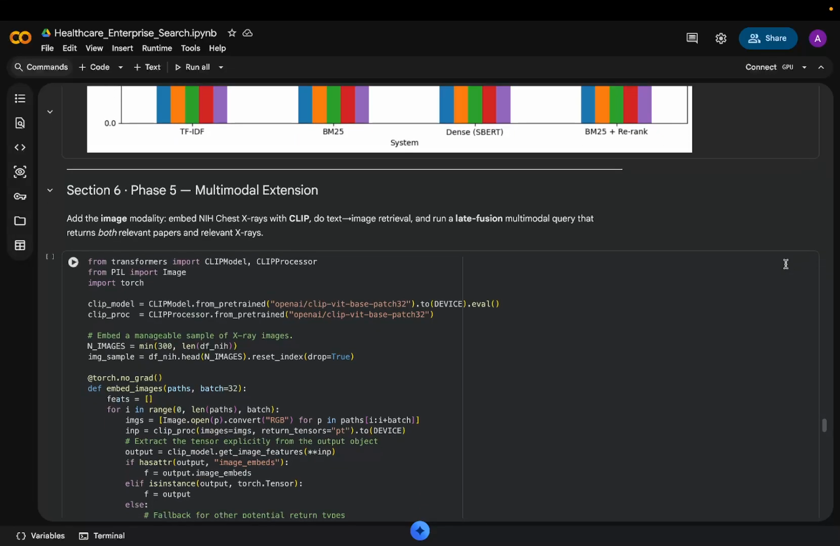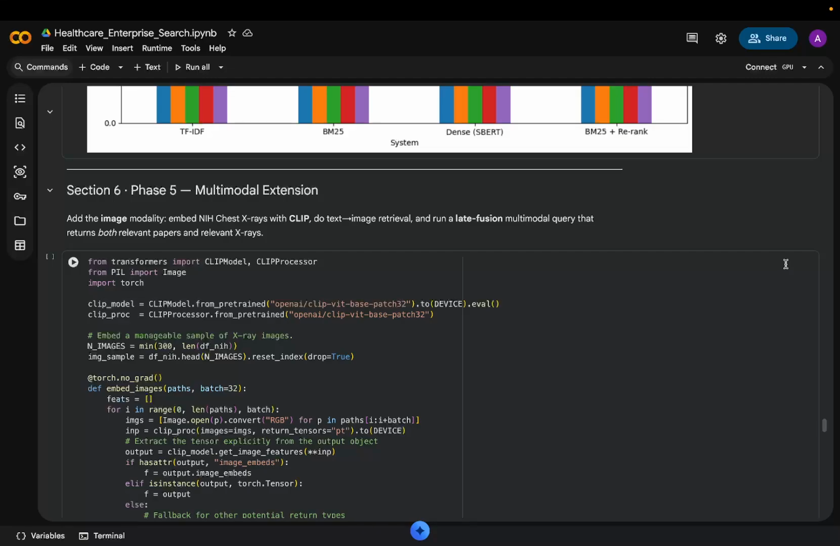No problem. So in phase 5, it was all about the multimodal extension. For multimodal, we used text and images, including text from clinical papers and images from radiology scans. The dataset of chest X-rays from NIH, National Institutes of Health, was used for this. In this, a CLIP model was used. One of the models which is very famous is the CLIP ViT-B/32. That's a vision transformer model with a 32 by 32 patch size.